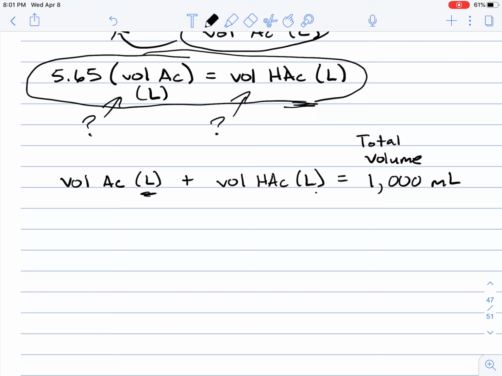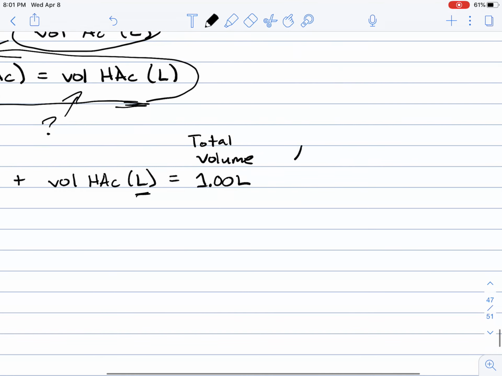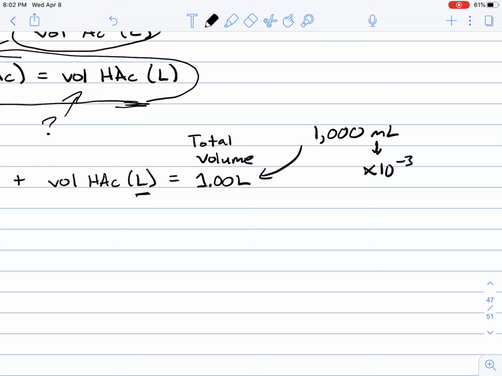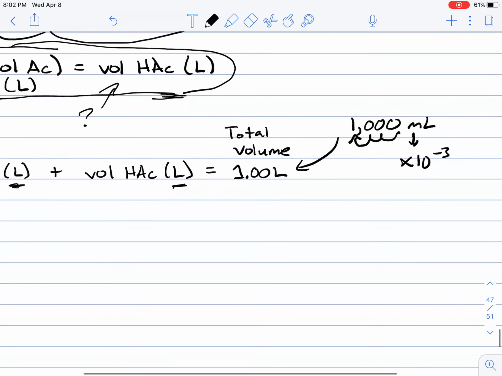And so notice that my unknowns, my variables, are in units of liters, and so what that is going to prompt me to do is just temporarily convert milliliters into liters. For every 1.00 liter, that's equal to 1,000 milliliters. So 1,000 milliliters is equal to 1 liter. We're simply going to take this milli, which is times 10 to the negative 3, and move this decimal 3 places to the left, giving us 1 liter.